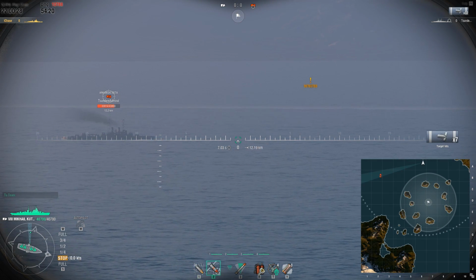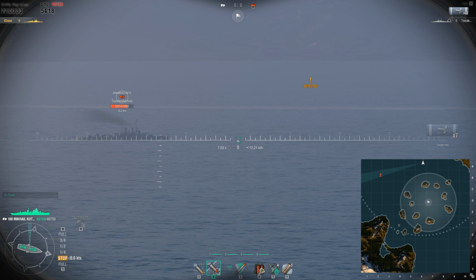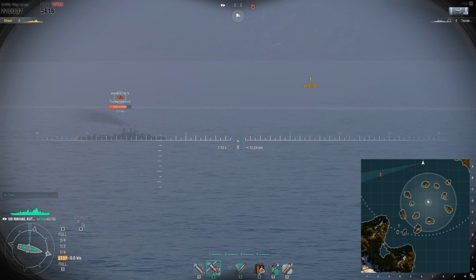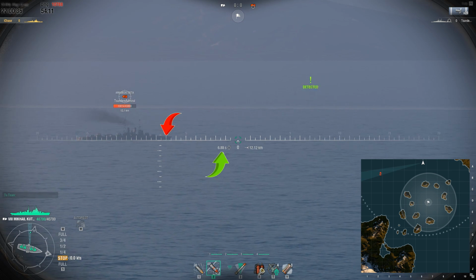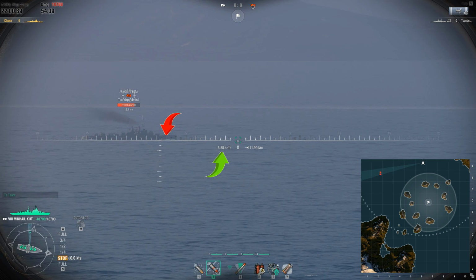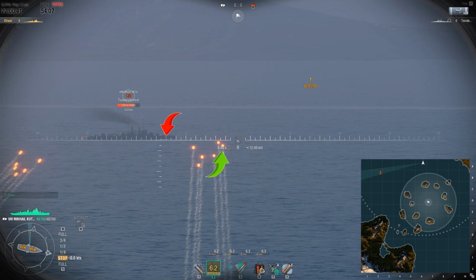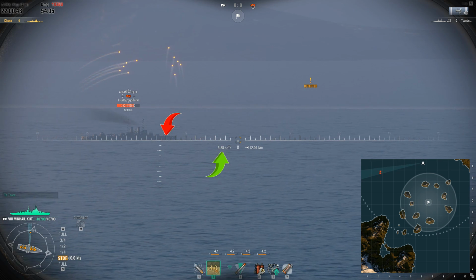First up, I'm going to be shooting at an Arkansas Beta, which moves at a top speed of 20.5 knots. If you take a look at the shell flight time, pointed out by the green arrow, it shows 7.03 or 6.88 seconds, somewhere near 7 seconds. The red arrow is pointing at the 7-second mark.